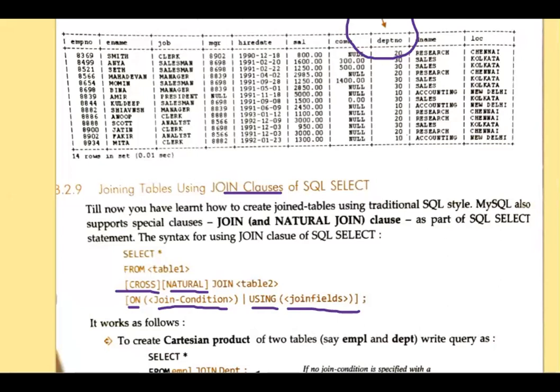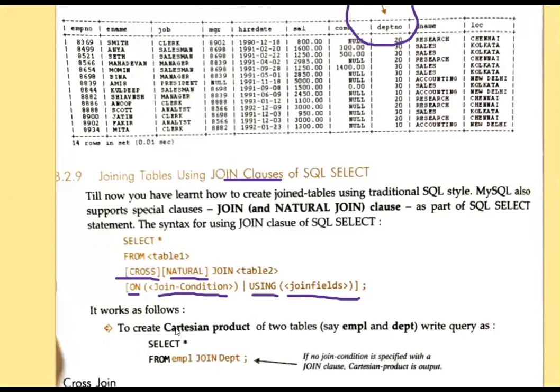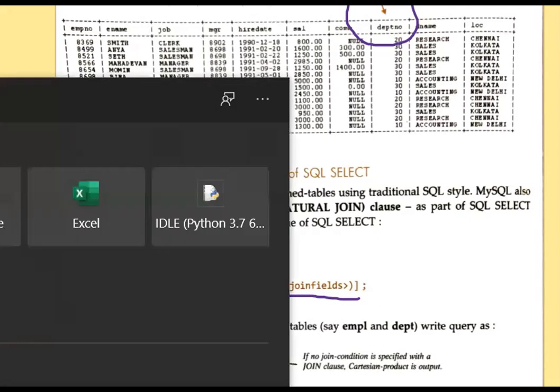The very first, if you see over here, is the Cartesian product. Another name for Cartesian is cross join also. Cartesian product means we are not writing any condition, we are simply combining two tables. So it is something like select asterisk from EMPL join DEPT. Like this you can also join your tables.